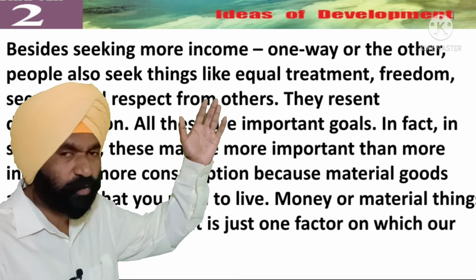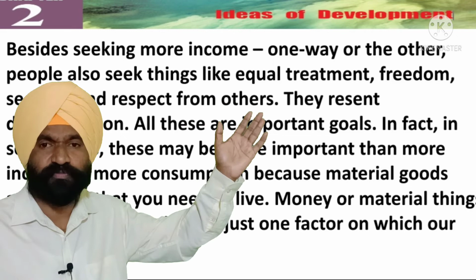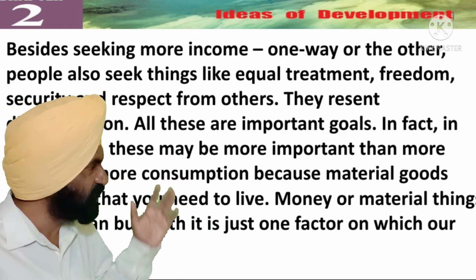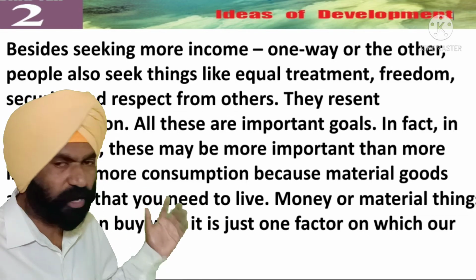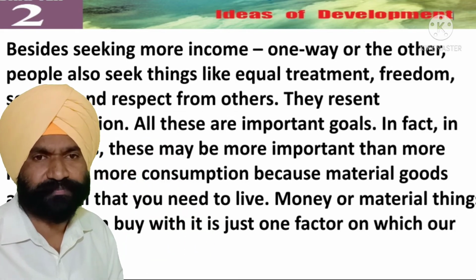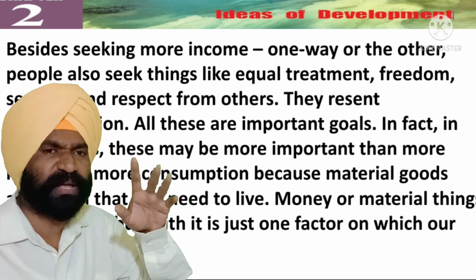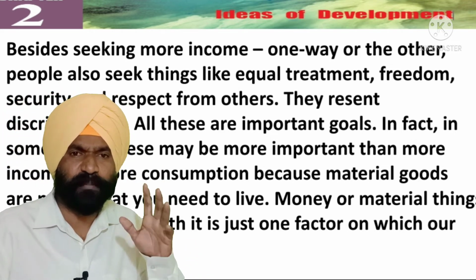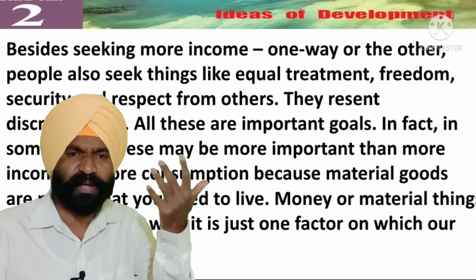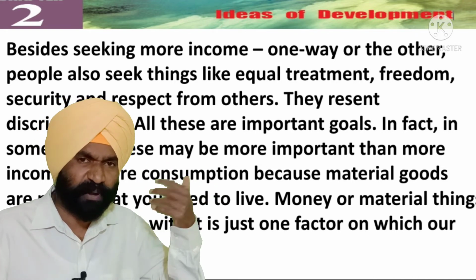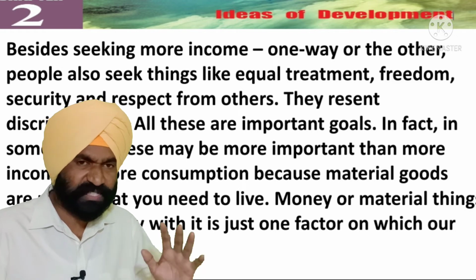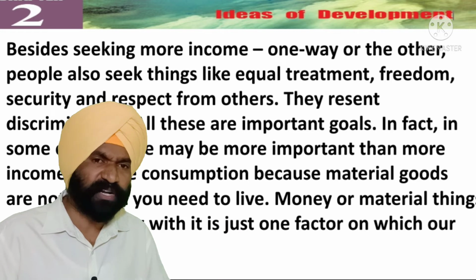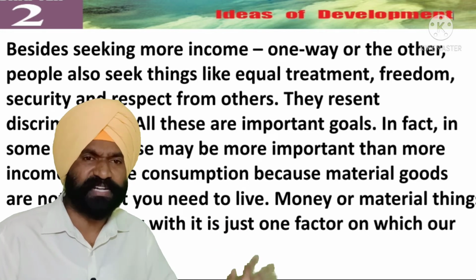Because material goods cannot fulfill all your needs. Material things that one can buy with money are just one factor on which life depends. Money is simply one factor which can buy material things. But it cannot buy you respect in society, it cannot buy you equality in society, it cannot buy you freedom. So these are not things which are bought by money. These are also very important things which a person needs besides high income.